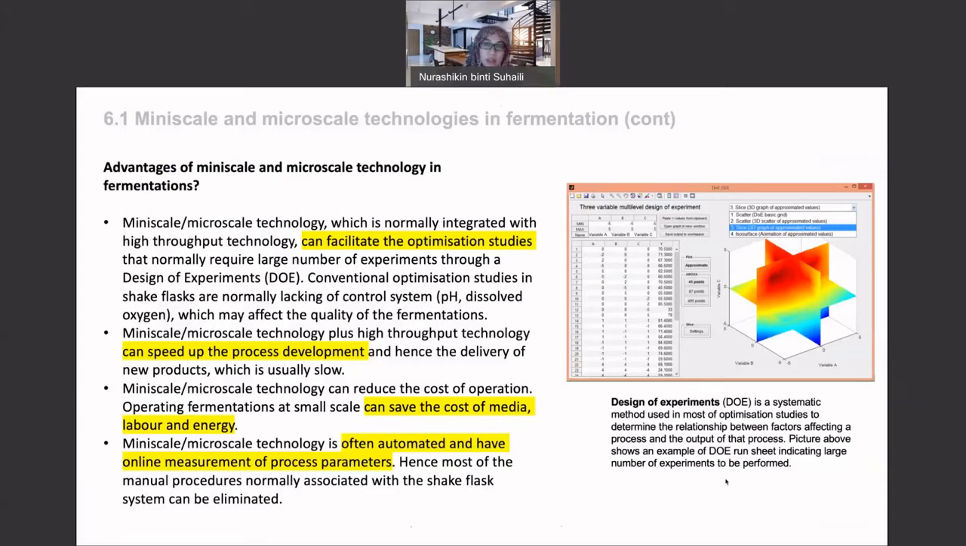For example, if you want to optimize temperature, you might want to know which temperature is the best for the fermentation. So you might want to test within a certain range, let's say from 20 degrees to 40 degrees Celsius. Let's say you vary it by 2 degrees, 20, 22, 24, or it can be 25 or 30 at 5 degrees interval. And you want to find at the end which temperature will give the best product titer, which temperature will give the best growth of the cells. So that is an example of an optimization study.